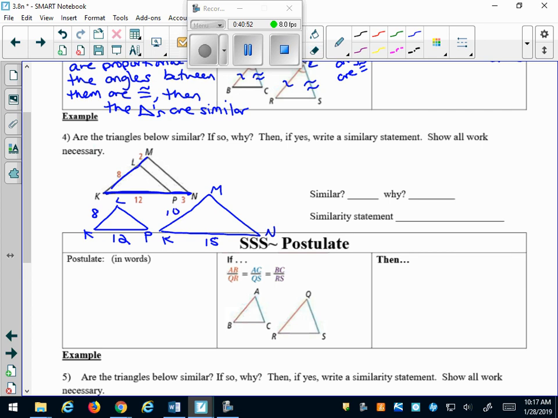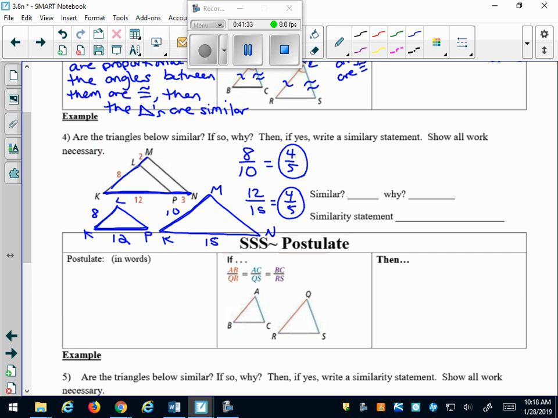So now we can check the ratios of those corresponding sides. LK corresponds with what? MK, right. So we've got 8 is to 10. Simplify that, and what do we get? Now we'll do KP. KP is to, so 12 is to what? 15. What does that simplify to? 4/5. Is this enough to say that they're similar? No, that's only two sides.